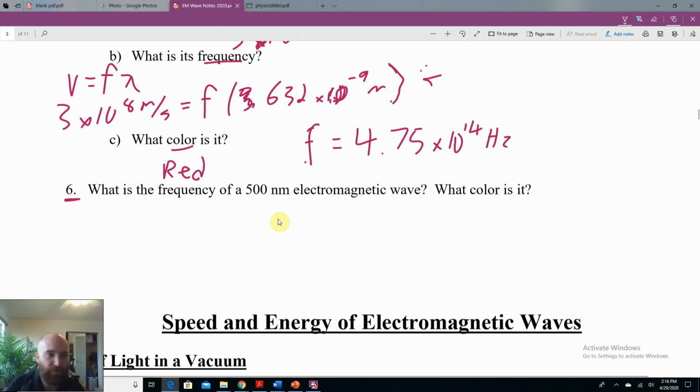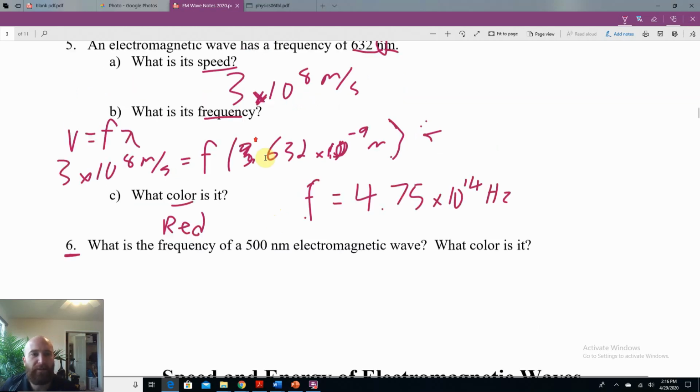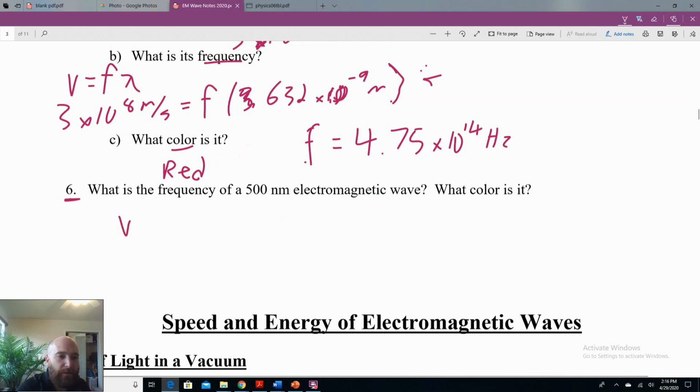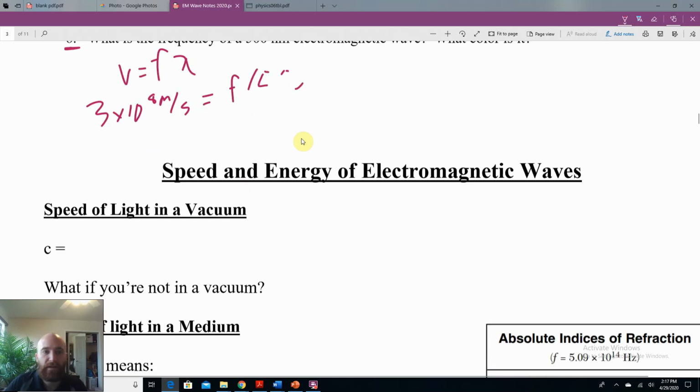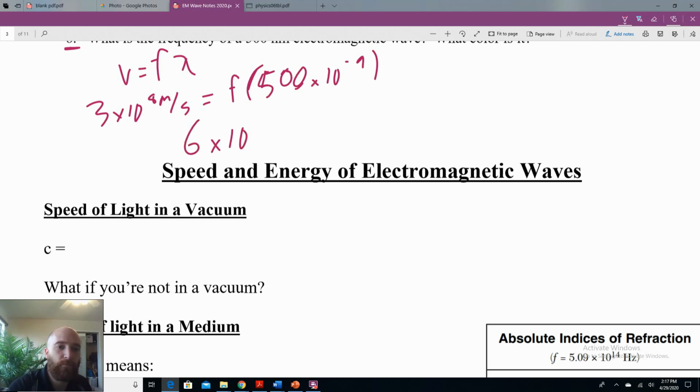Alright, I hope you paused the video and tried it. It's almost an exact replica of the previous question, so it probably went alright. I did v equals f lambda. Again, v is 3 times 10 to the 8th. It is always that value for electromagnetic waves. We're solving for f, and the wavelength is not 500 meters, it's 500 nanometers. So we're plugging in 500 times 10 to the negative 9. When you do that, I got 6 times 10 to the 14 as the frequency.